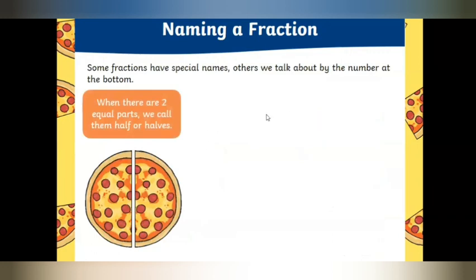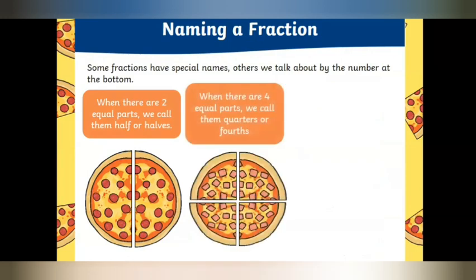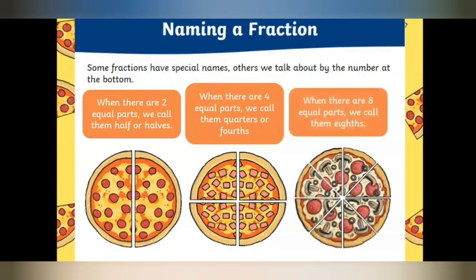When 2 equal parts, we call them half or halves. Halves is the plural of half. When there are 4 equal parts, we call them quarters. One part out of 4 is called a quarter, then there are 4 quarters. When there are 8 equal parts, we call them eighths.